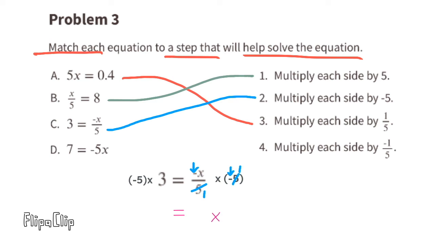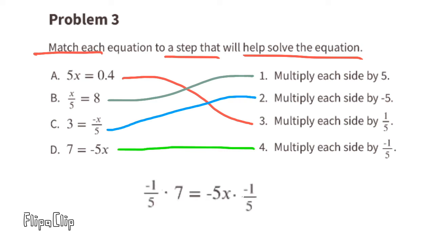D. 7 equals negative 5x. In this case, x is being multiplied by negative 5. To undo that operation, we'd have to divide by a negative 5. And dividing by a negative 5 is the same as multiplying by a negative 1/5. So we have to multiply both sides by a negative 1/5 to get the x by itself and make it a positive 1x or positive x.